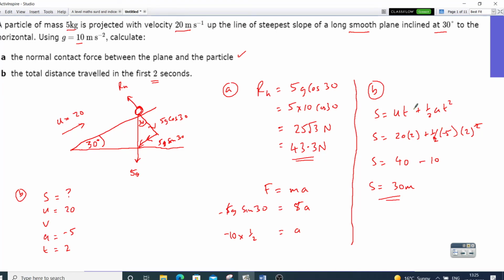It hasn't come back on itself, so if that was bigger than that, then we'd know it's coming back down on itself. Okay, so we're okay at the moment.